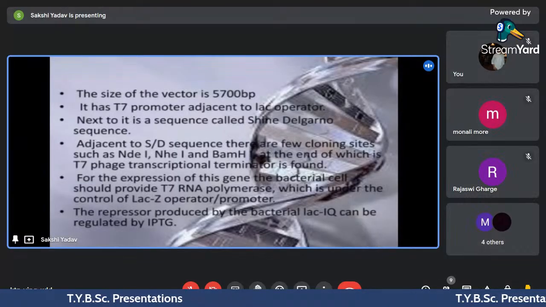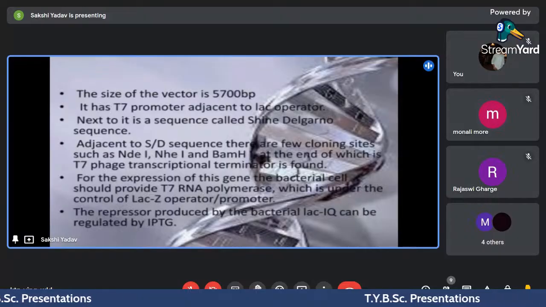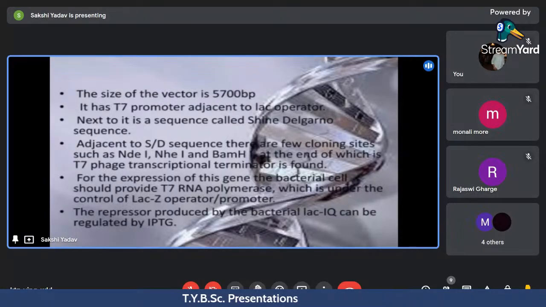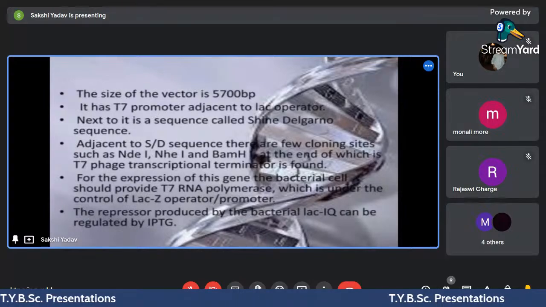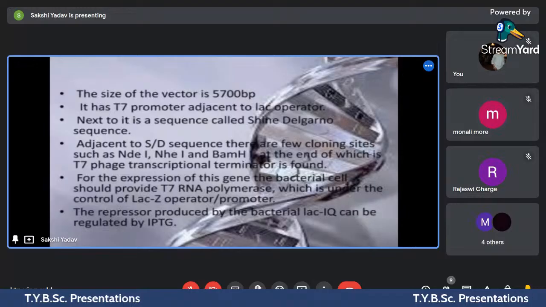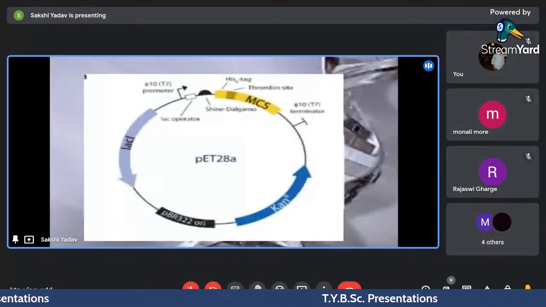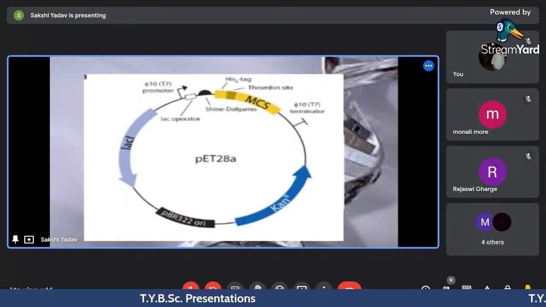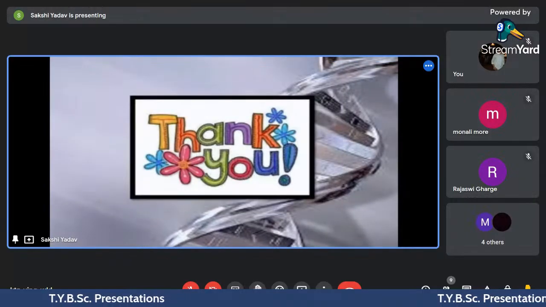For the expression of these genes, the bacterial cells should provide T7 RNA polymerase, which is under the control of the LAC-Z operator or promoter. The repressor produced by the bacterial LAC-IQ can be regulated by IPTG, and this is a diagram of the pET expression vector. These are references. Thank you.